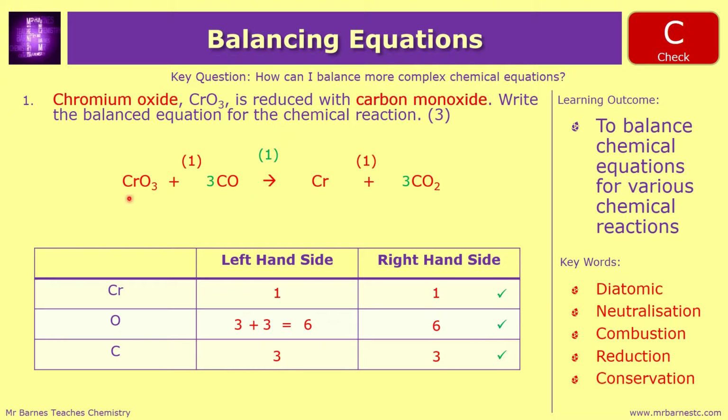If you'd done it the long way, you'd have ended up with 2 CrO3 plus 6 CO gives 2 Cr plus 6 CO2, which you can then divide by 2 and simplify. So that is your correct answer. Hopefully you got that.